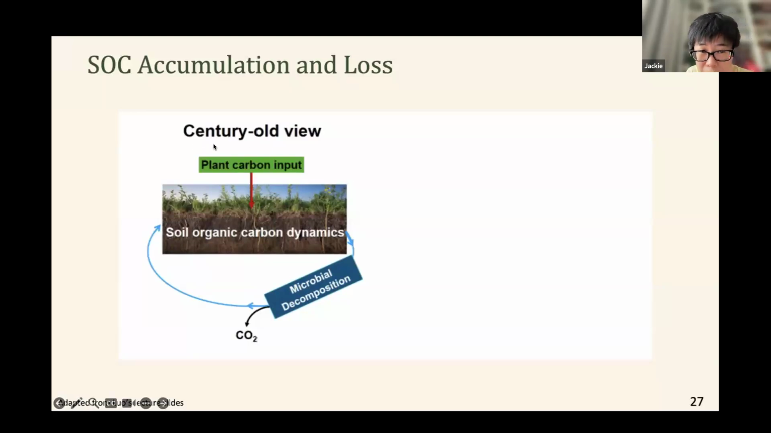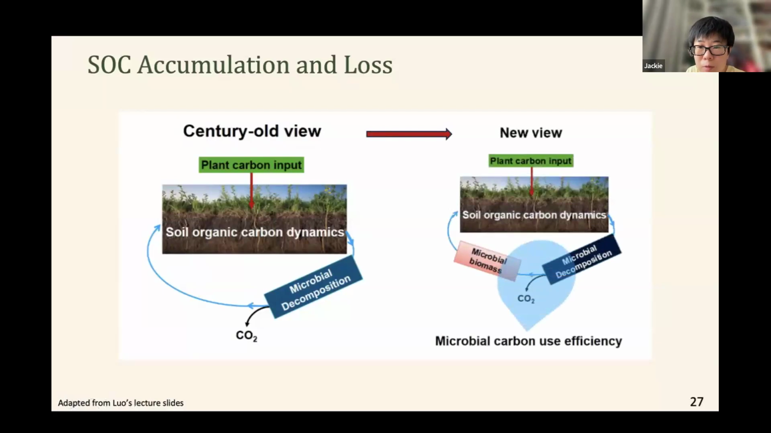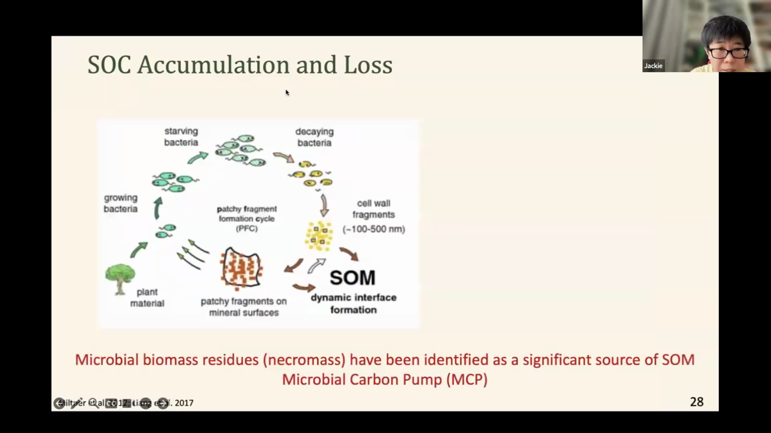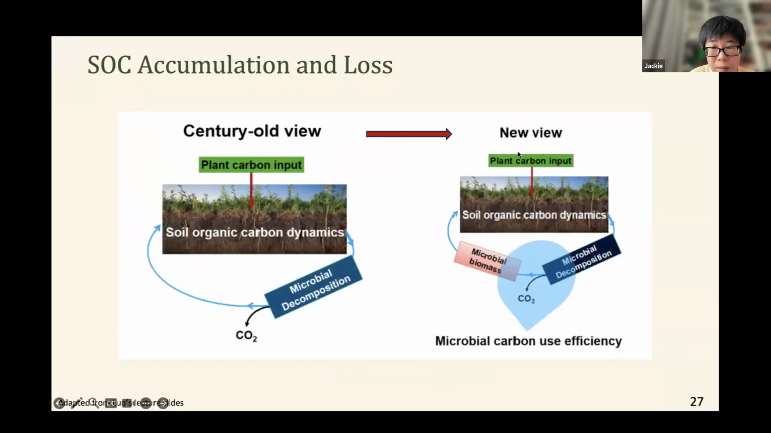And as you can see, I labeled here a century-old view. So what about now? What is the new view here? The new view is that people have found that not only these two processes determine these SOC pools, people also find that microbial biomass can also determine the accumulation of SOC. We will talk about this, because of this microbial biomass build-up and also this microbial decomposition, we use the microbial carbon use efficiency to describe the dominant pathway that is controlling SOC accumulation and losses. That is the major difference between this new view compared to this century-old view.